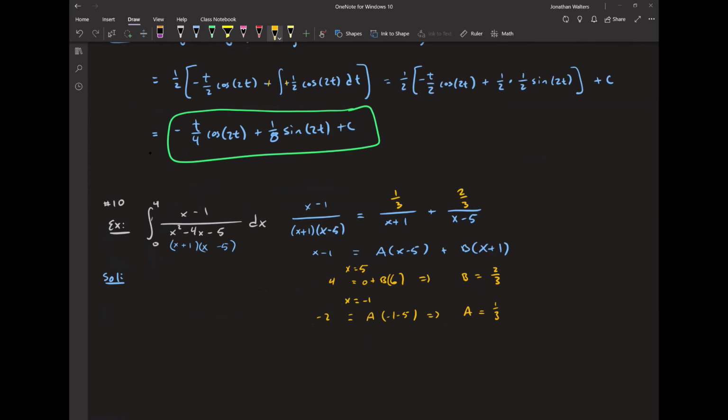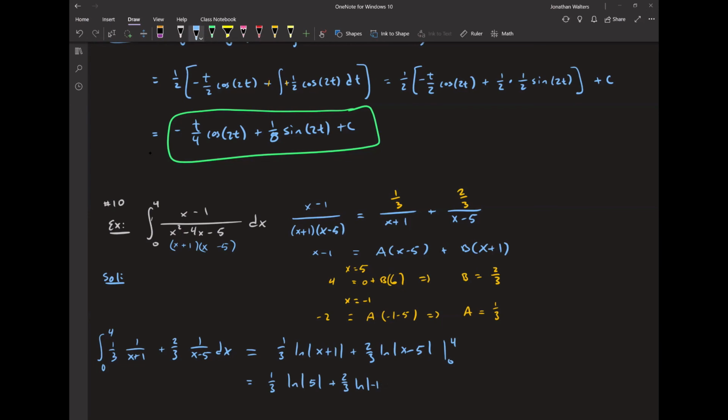So I did my partial fraction decomposition, and now I can integrate from 0 to 4. So integral 0 to 4, 1/3 times 1 over x plus 1 plus 2/3 times 1 over x minus 5 dx. It's going to be 1/3 natural log absolute value x plus 1 plus 2/3 natural log absolute value x minus 5, from 0 to 4. That's going to be 1/3 natural log absolute value 5 plus 2/3 natural log absolute value of -1, minus 1/3 natural log absolute value 1 minus 2/3 natural log absolute value -5.